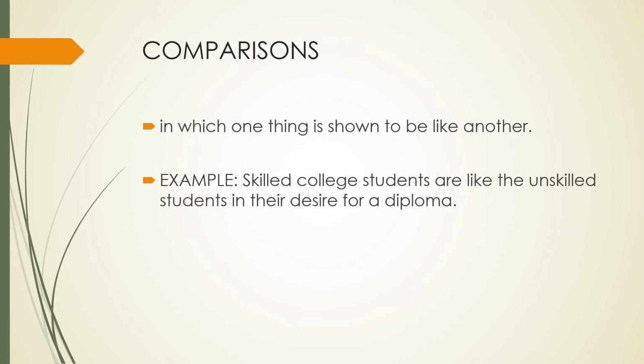The following are ways on how we can develop the main idea or how we can have the supporting details. The first one is comparisons. In this one, we are shown the likeness of two or more things. For example, the skilled college students are like the unskilled students in their desire for a diploma. In this one, we can see that two things are compared. These are the college students, and it raises the concern of how they are alike.